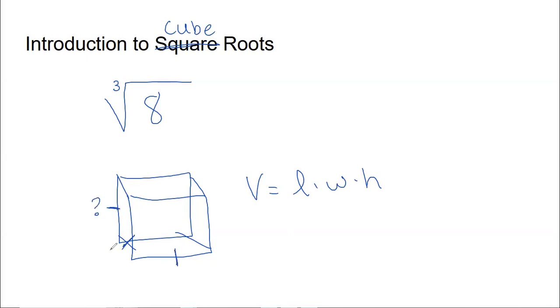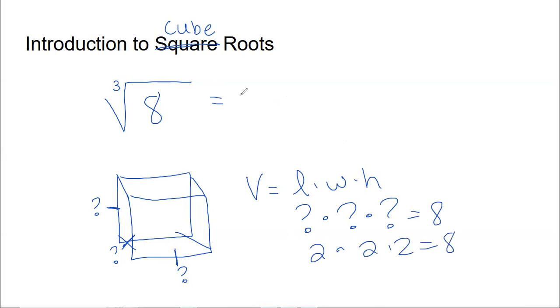But we know this is the same as this and as this. So what times itself is 8? Question mark times question mark times question mark is 8. That would be 2 times 2 times 2 is 8. So this answer is 2. Just write it once. Okay? That's how you do a cube root. And again, those don't come up near as often as square roots, but they do come up, especially in high school math. You might see those.